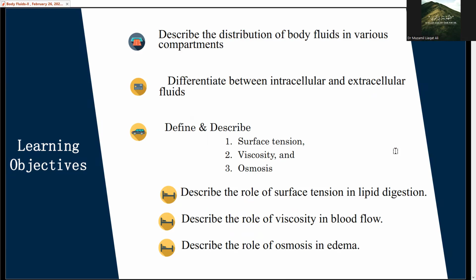By the end of this session, we will be able to understand, quantify, and visualize fluid distribution in the body compartments. Second, differentiate intracellular and extracellular fluids with composition-based reasoning. Number 3, understand surface tension, viscosity, and osmosis, not as definitions, but as functional forces. And the most important thing, the application of all these properties: surface tension, viscosity, and osmosis.